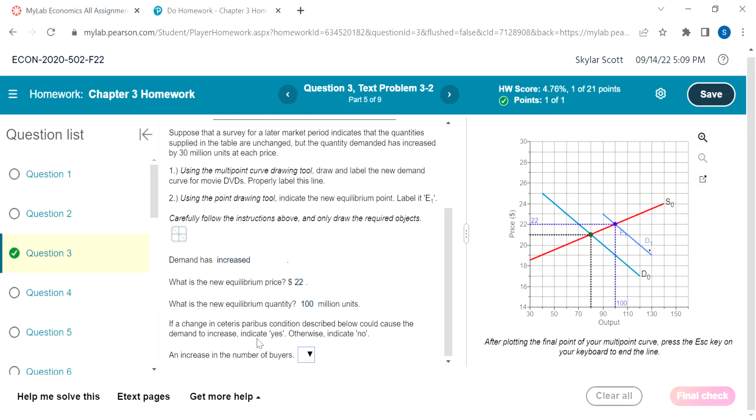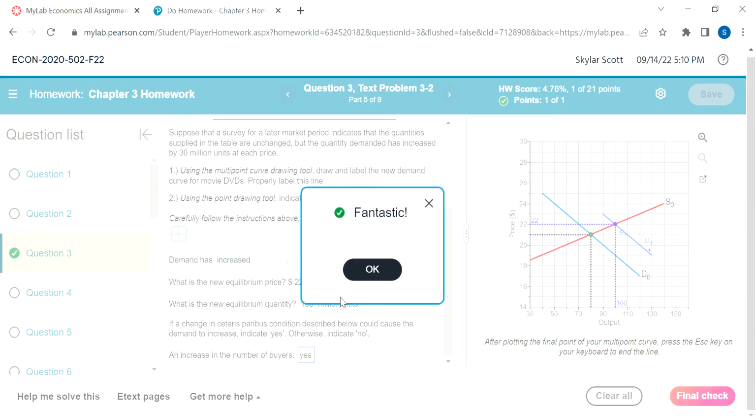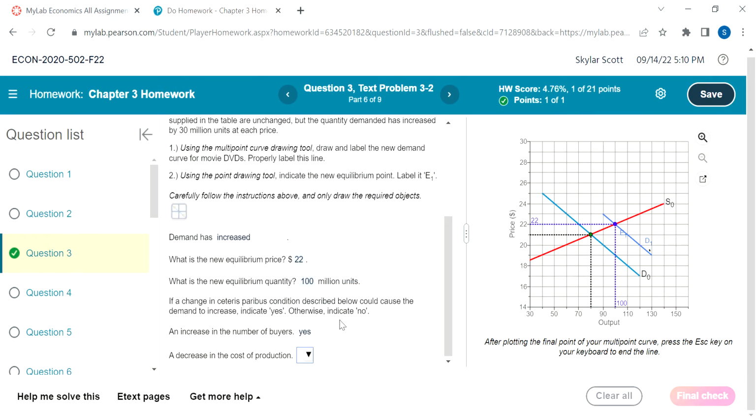An increase in the number of buyers. Well, yep, demand went up, which we remember demand is the consumer perspective. So we would expect an increase in the number of buyers. Yep. Good. A decrease in the cost of production. Well, no, because the price went up. So there wasn't a decrease in the price of production. That would be a technology improvement, and that would be a shift in the supply curve. So we know that answer is going to be no.